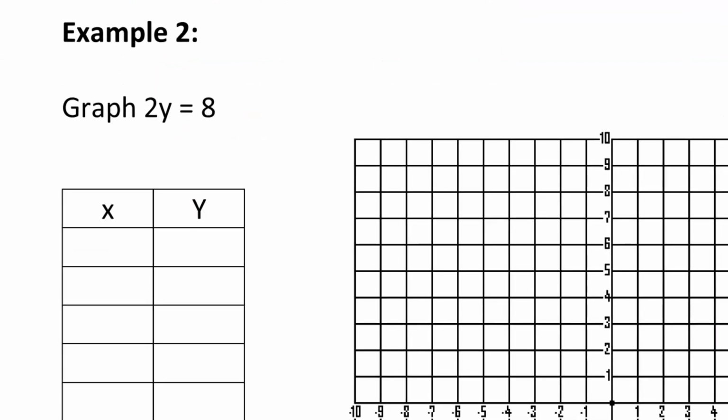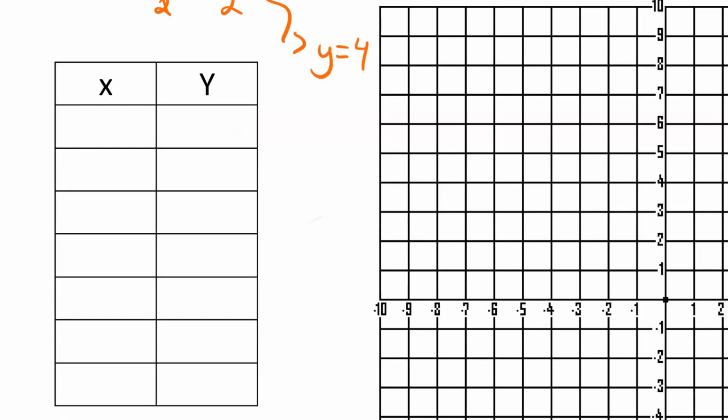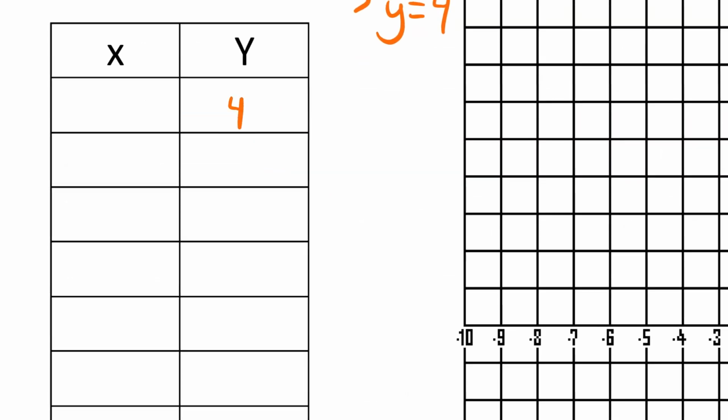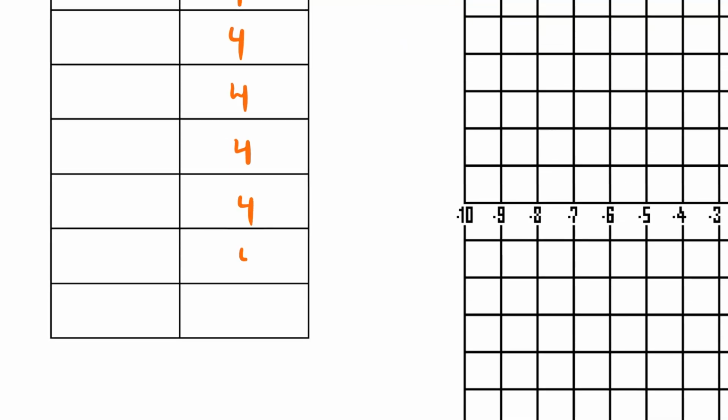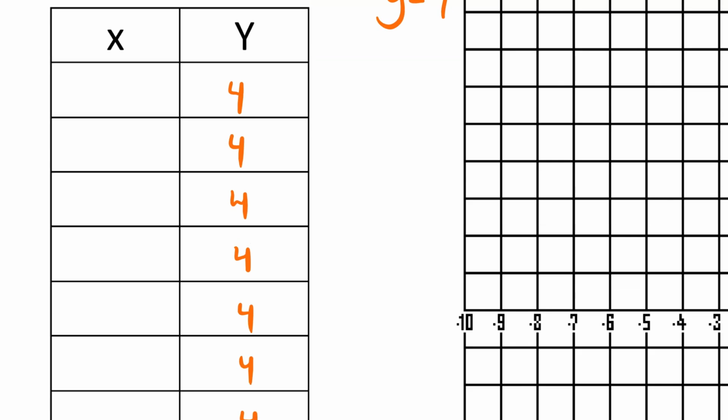Now we're going to look at a different one here where we're looking at y. But before we can look at y, we have 2y, so we have to isolate y. That means we have to get rid of this 2. To get rid of the 2, we divide by 2, and it cancels off. So this is going to create y equals 8 divided by 2, which gives us 4. So our y value is going to be 4. We can fill that in all down the chart because the y value is going to stay consistent here.